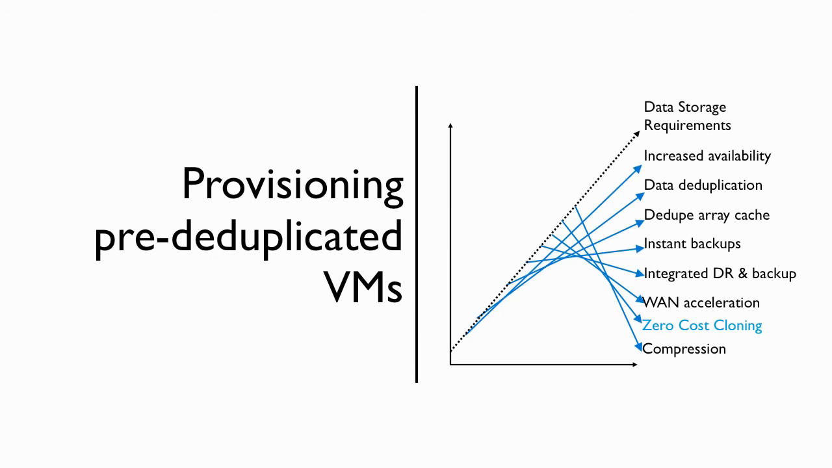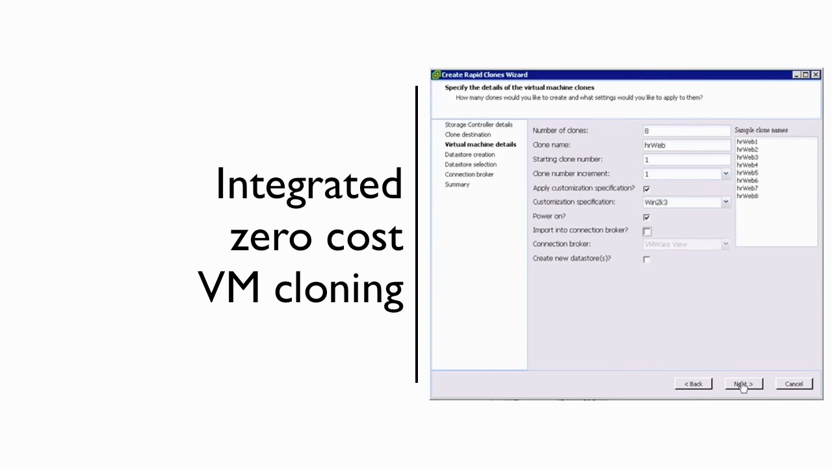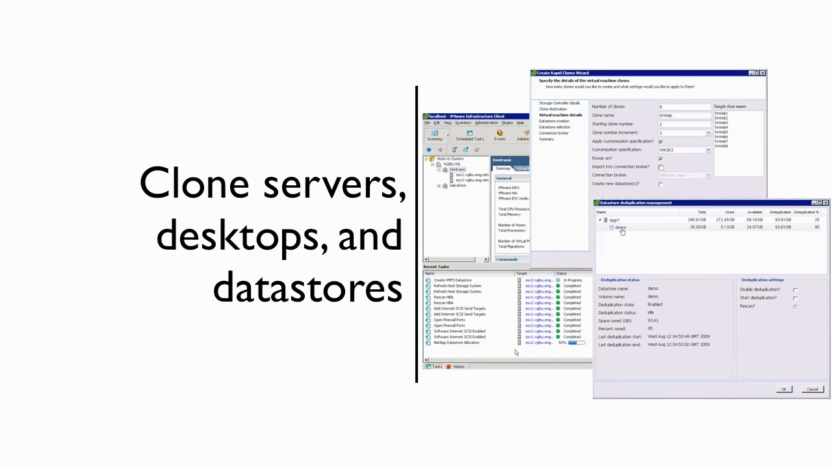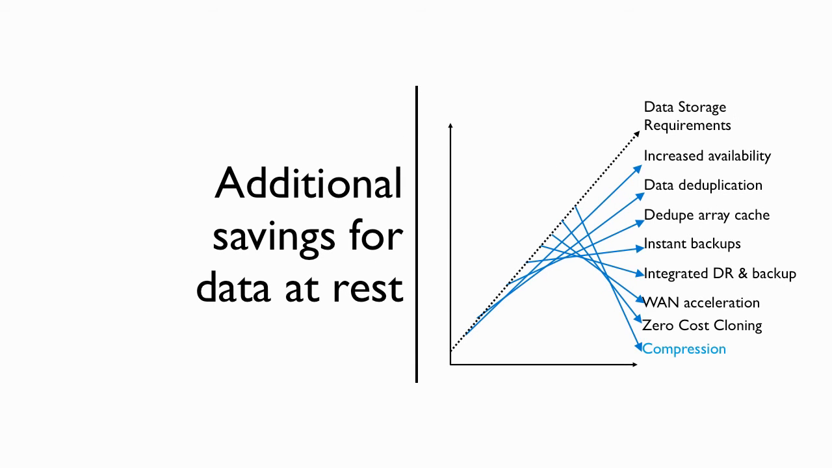Another significant storage reduction technology we have is zero-cost provisioning. Through our rapid cloning utility, we have enabled VMware administrators to create zero-cost clones. And unlike other cloning technologies, there are no limits. VMware administrators are able to instantly provision virtual servers, tens to thousands of virtual desktops, data stores, over any storage protocol, and this technology is available with any storage array. And finally, for data at rest, NetApp provides file system compression. This provides additional savings above and beyond what's already available with data deduplication.